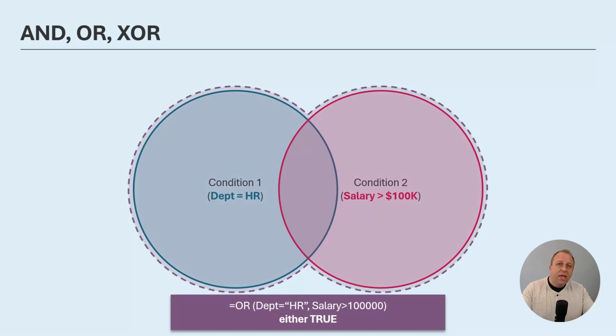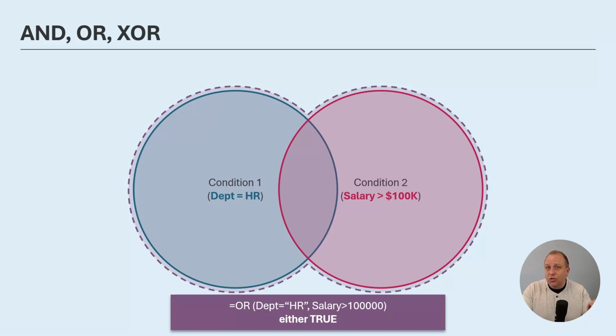Now the opposite of AND is OR. OR says, hey, I don't really care whether they work in HR or make $100,000. It just has to be one or the other or both. So if somebody works in HR and they also make more than $100,000 a year, that will be true. But if they work in HR and they don't make $100,000 a year, it'll still be true. And if they make more than $100,000 a year, but they don't work in HR, it again will still be true.